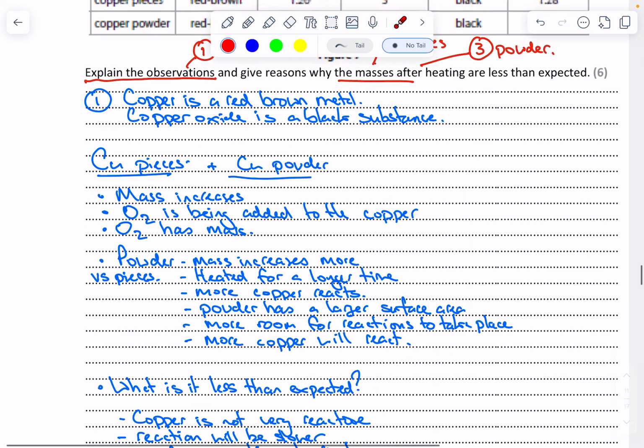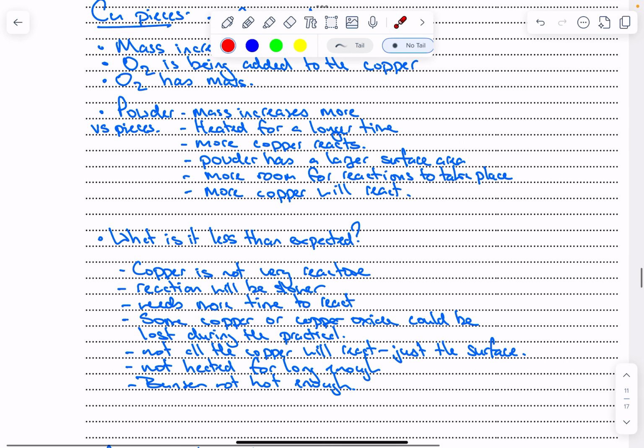Why is the mass less than expected? Well, copper as a metal is not very reactive, so it's going to take a while to react, so the reaction is going to be slower. We also need to give it time. They've only given it 5 or 10 minutes to react. It needs maybe more time than that to react fully.